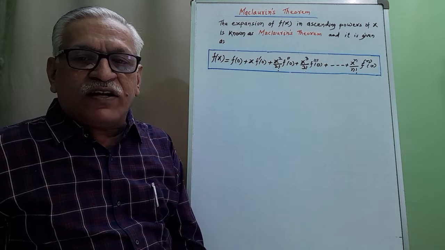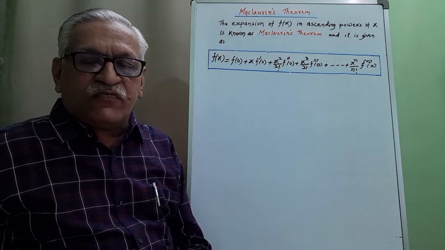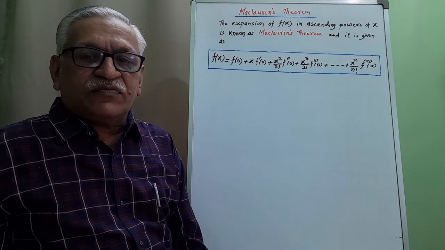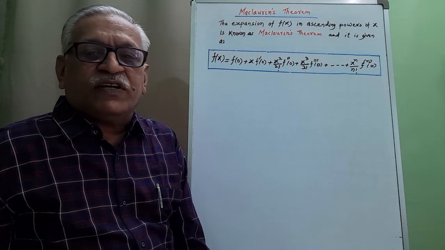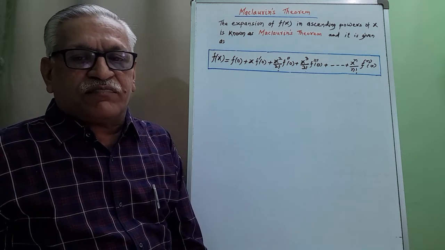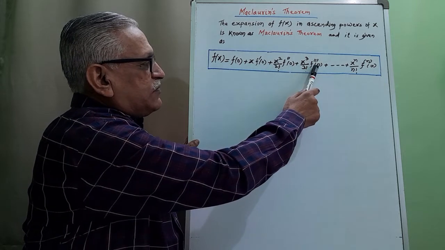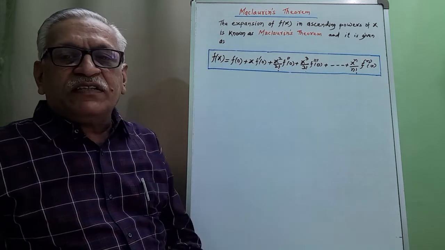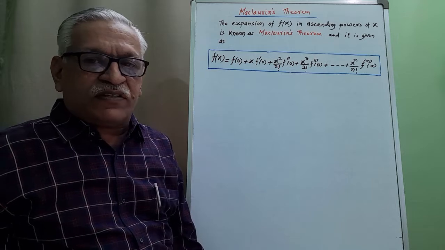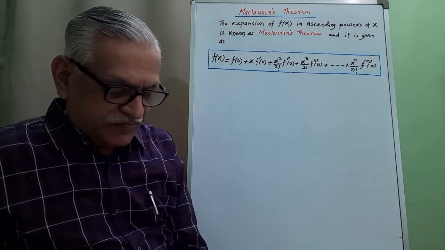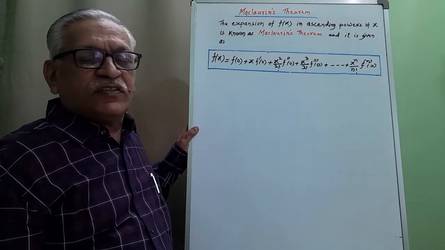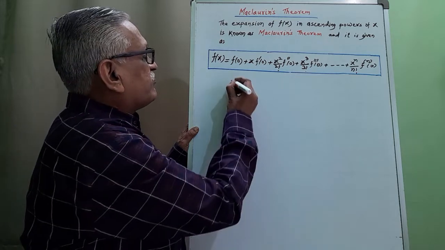and whenever we require the expansion of that given function in terms of ascending powers of x, we have to apply Maclaurin's theorem. And all that f dash, f double dash, f triple dash, all this represent the successive derivatives of f x. Then we try to see some standard expansions.